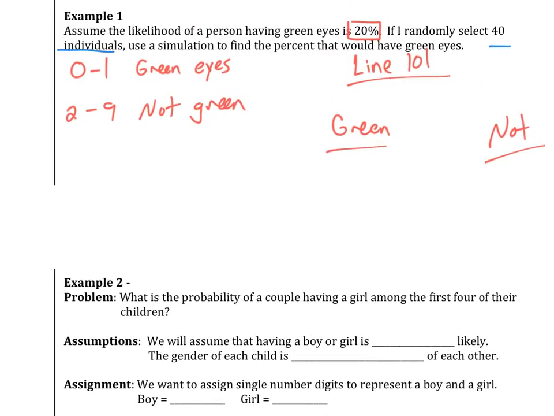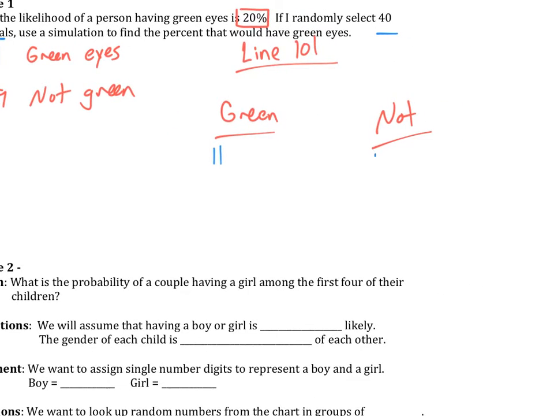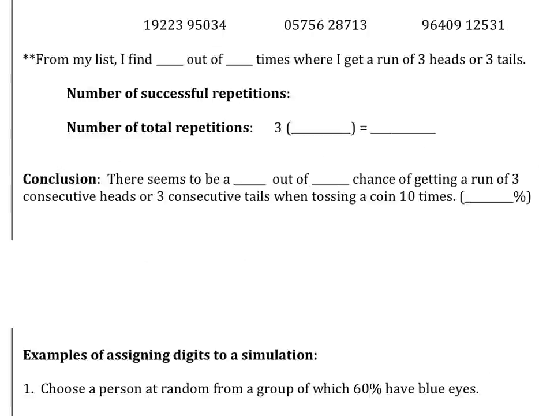So you go back up and you tally 1, 2, and not green would be 1, 2, 3, 4, 5, 6, 7, 8. Can you keep going? So 2 of the numbers were 0 or 1. 8 of the numbers were 2 through 9. So I'm going to scroll down to the chart again. You can just have your chart right next to you and keep going.